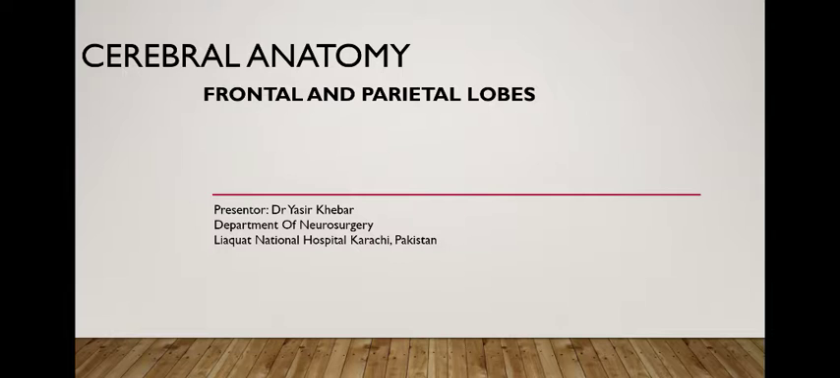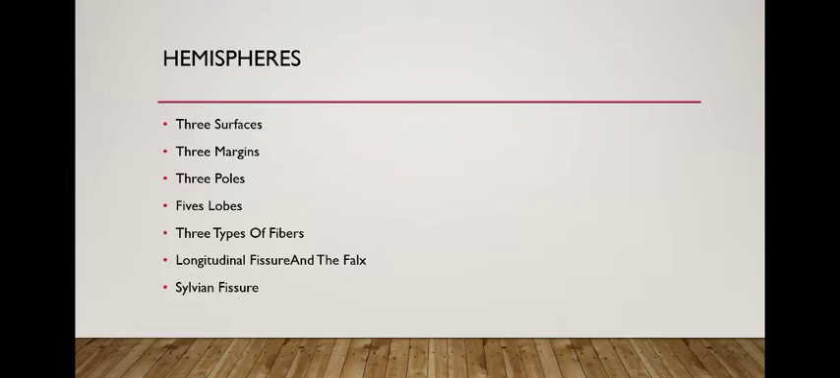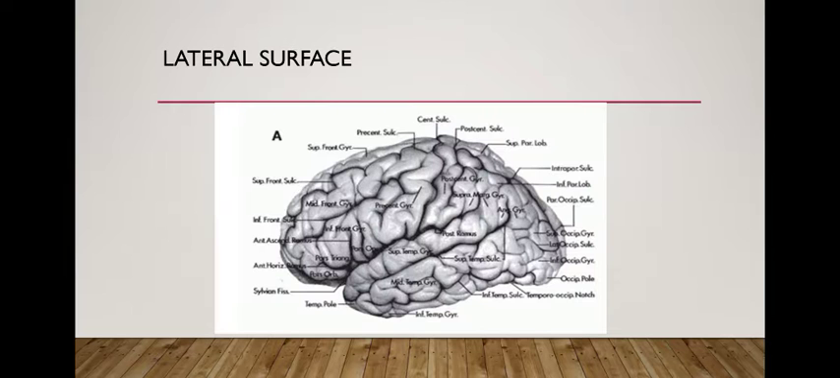Today I am going to talk regarding the cerebral anatomy of the frontal and the parietal lobes. So when we are talking about the anatomy generally, we know that there are two cerebral hemispheres, and they are divided by the midline longitudinal fissure within which the falx cerebri runs. And then again, hemispheres have got various surfaces, margins, poles, various lobes that we are going to talk about.